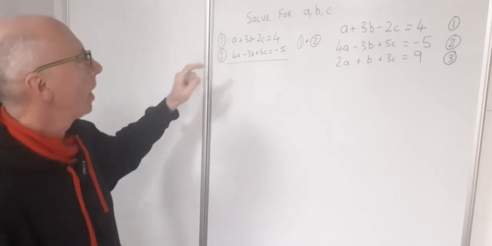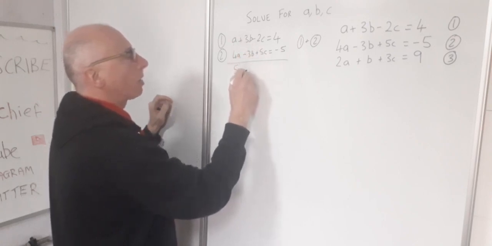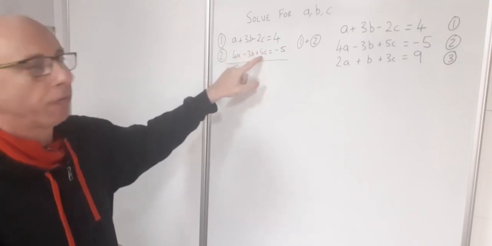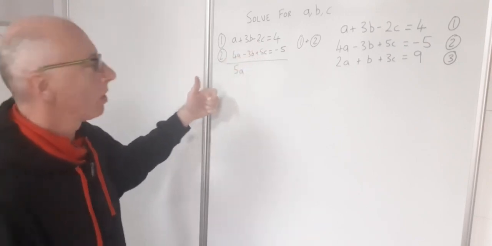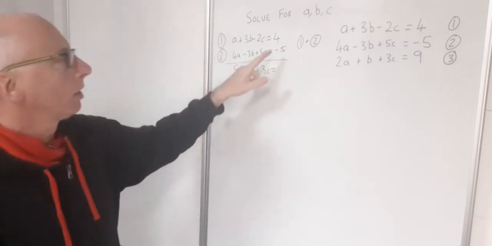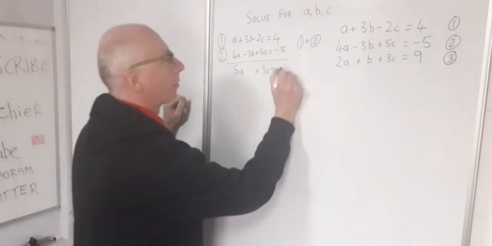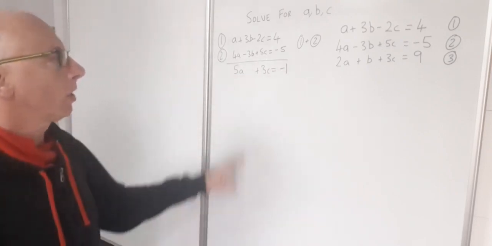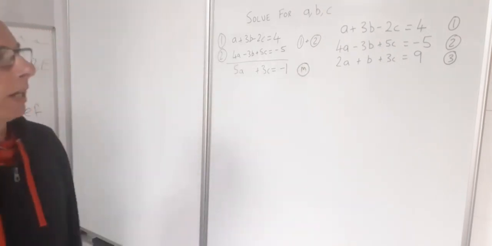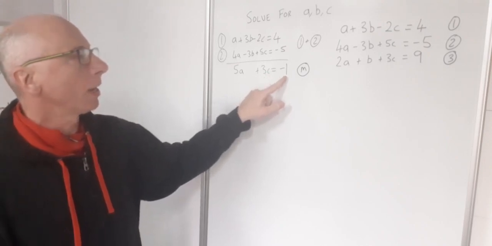So a plus 4a gives me 5a. 3b plus minus 3b, that one disappears, that's gone. And then minus 2c plus 5c, that's going to give me positive 3c. So plus 3c, and 4 plus minus 5, that's going to give me minus 1. Okay, so now I'm going to call this equation m. So I've got equation m: 5a plus 3c equals minus 1.